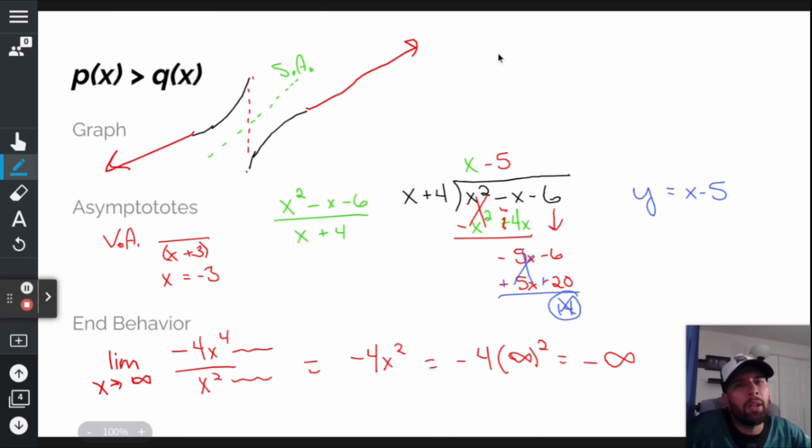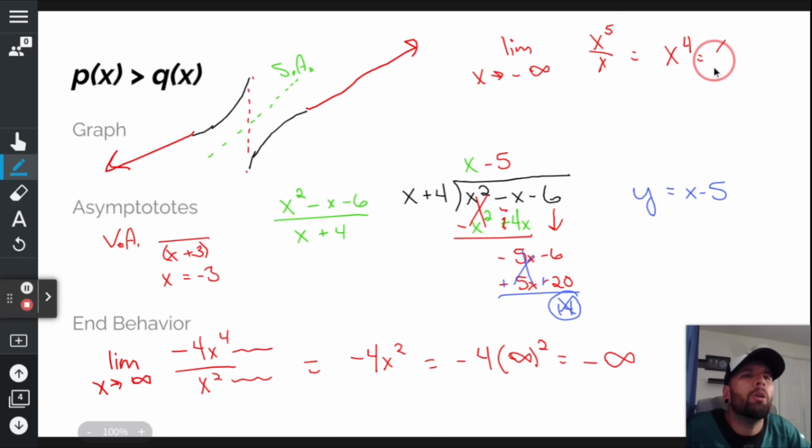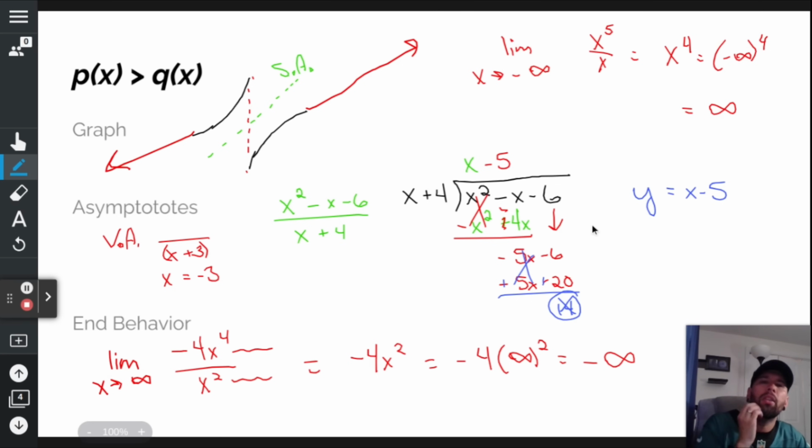If I gave you something like the limit as x approaches negative infinity of x to the 5th over x, you simplify that and get x to the 4th. You plug in negative infinity to the 4th, and negative infinity times negative infinity times negative infinity times negative infinity is positive infinity. So you're going to get one of the infinities whenever your numerator is greater than the denominator.